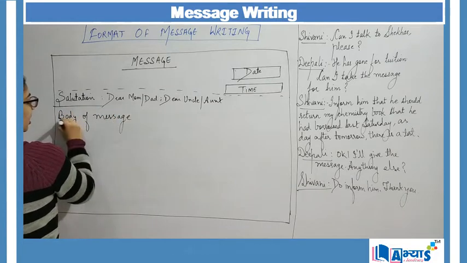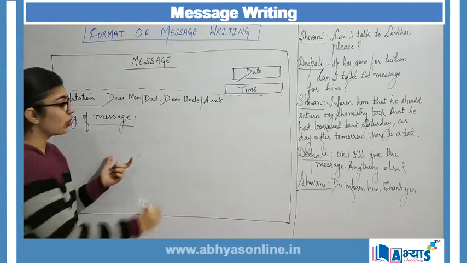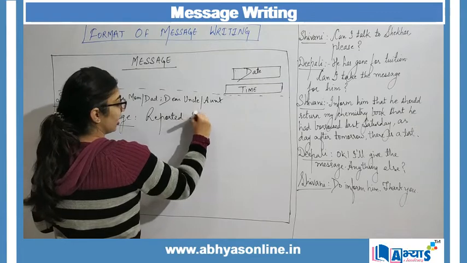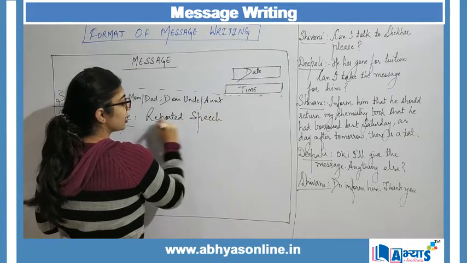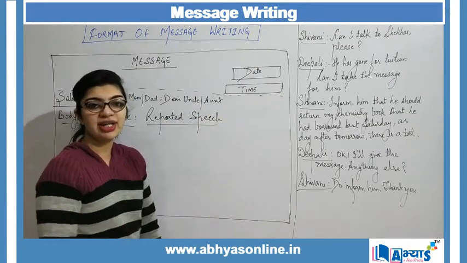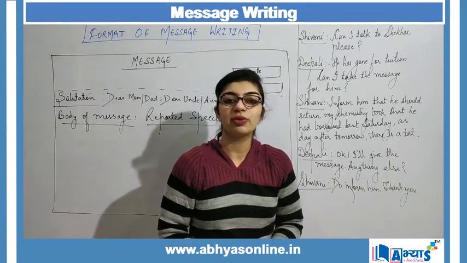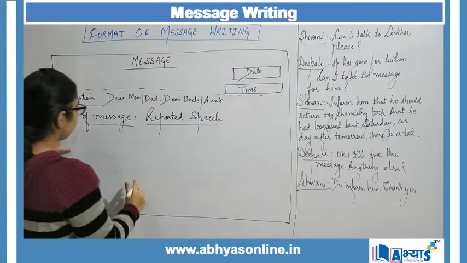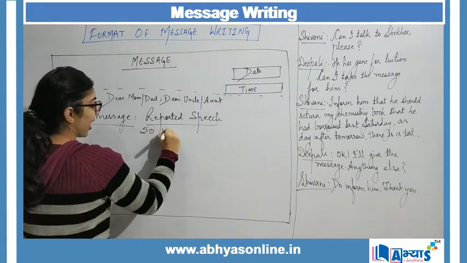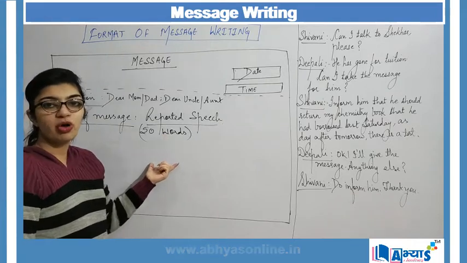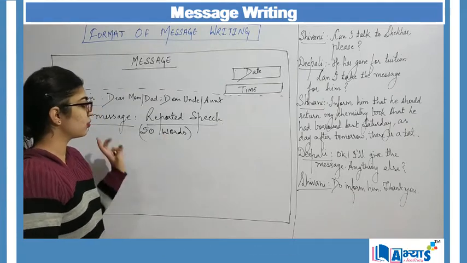Remember that the body of your message should always be in reported speech. That reported speech is basically your indirect speech. There will be no direct speech in a message. It will always be indirect speech, and the body will be of maximum 50 words. The body should not be more than 50 words. It should be in reported speech.